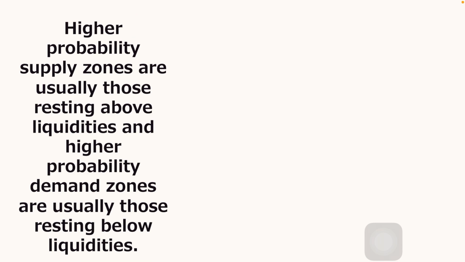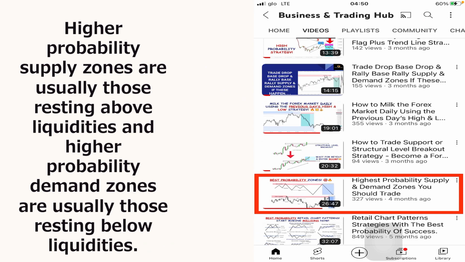Your supply and demand zones fail most times because you do not trade the high probability supply and demand zones. I've actually made a video on how to trade the high probability supply and demand zones. You can see this video in my channel. Try and view that video. It will help you trade the highest probability supply and demand zones that you should trade.